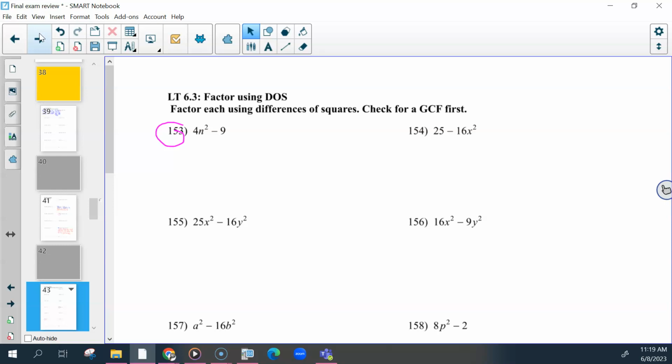Alright, from this page, factor using difference of squares. Which of these do we want to see, go over, or have questions about? You could do that multiple, please. 156. Any others?